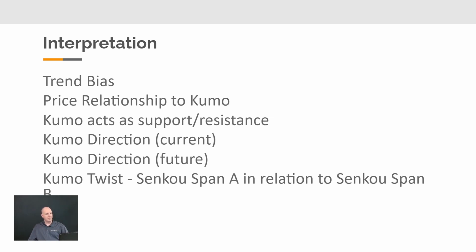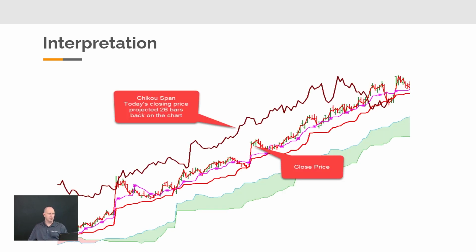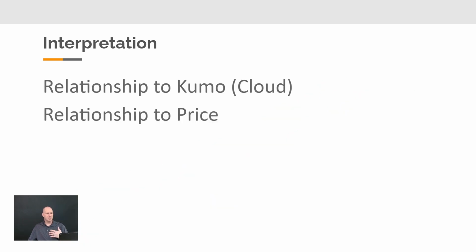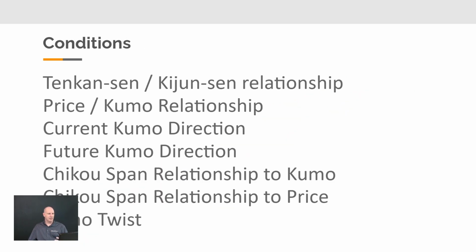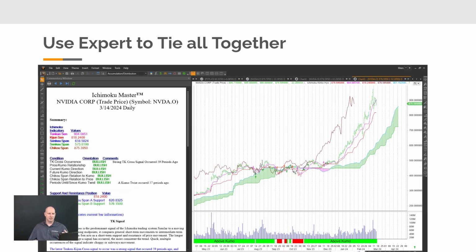So there's a lot of different things here, as you can see, in the interpretation within the Ichimoku Master and what you're actually getting out of it. Here's another example of ways that you could trade the Ichimoku Master. But what I really like is the expert system that ties it all together, because it will checklist it for me so I don't have to dive in and look at each of these different indicators. It just does it all for me.